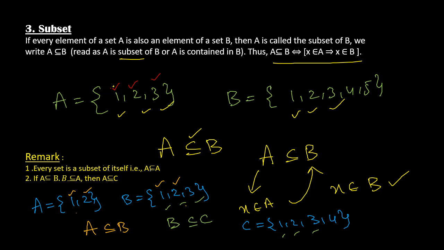From this, what can I say? I can say that every element in set A is also contained in set C. You can cross-check. Here I have 1, 2, and here also I have 1, 2. So I can conclude that A is a subset of C. This is the conclusion. Any doubts up to here? Okay. Now let us move on to the next definition.